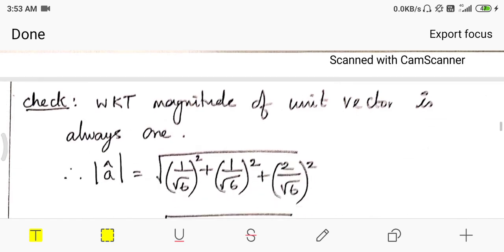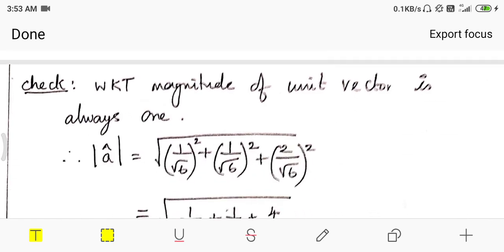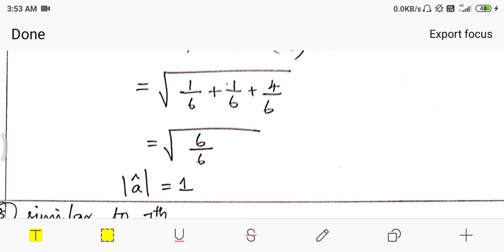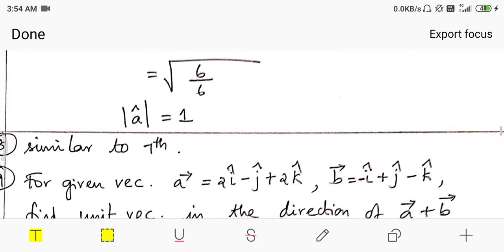We know always the magnitude of a unit vector is equal to 1, right? Let us check that. We use the magnitude formula: root of 1 by root 6 square, plus 1 by root 6 square, plus 2 by root 6 square. When you square, 1 square is 1, 1 square is 1, 2 square is 4. In the denominator, root and square get cancelled, you get 6. When you add up, you get 6 by 6, which is equal to 1. So we understand that the magnitude of the unit vector is always equal to 1.